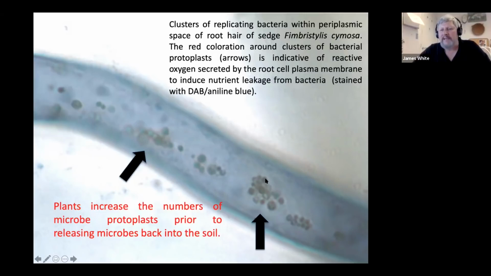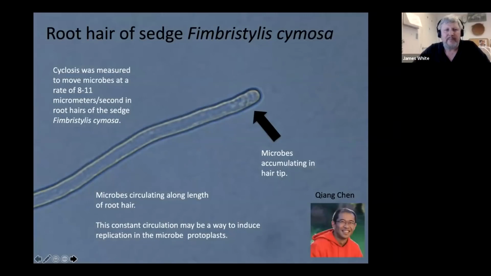And when that replication is happening, cells can fix nitrogen and build up their nitrogen contents through nitrogen fixation from the air. But inside the plant, when superoxide really comes down on these microbes, it's going to break down much of that nitrogen that's built up. This shows one of these sedge root hairs again.